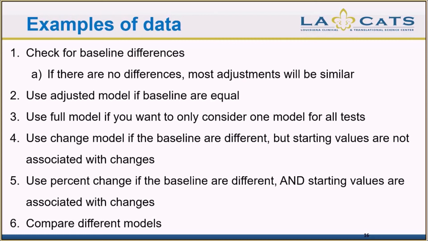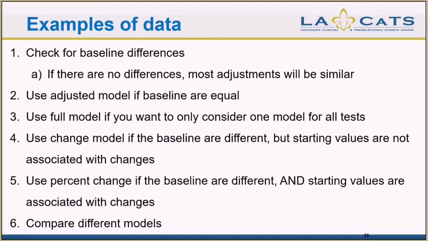You want to use the full model to only consider one model for all tests. So if you're really interested in testing the baseline differences, testing within group changes for the treatment, within group changes for the control, and then change of change scores, then that's the full model. It gives you a wide range of tests. Most of these other models only give you one test.